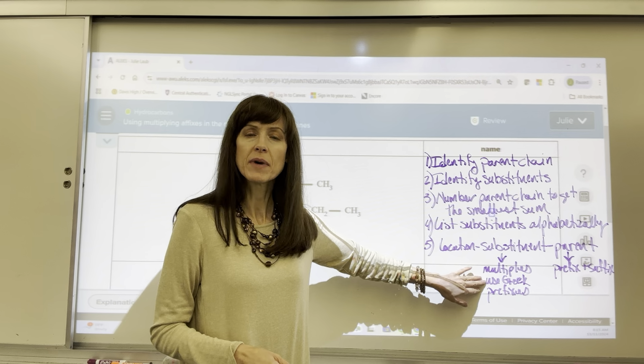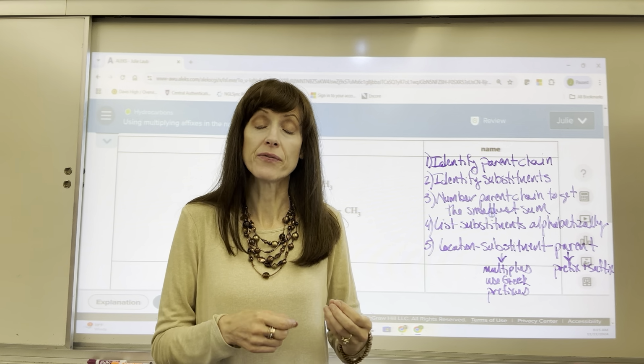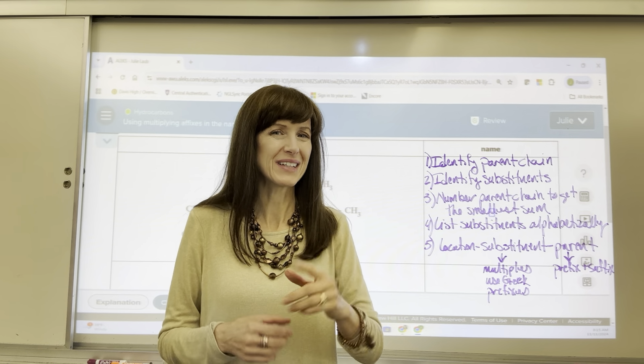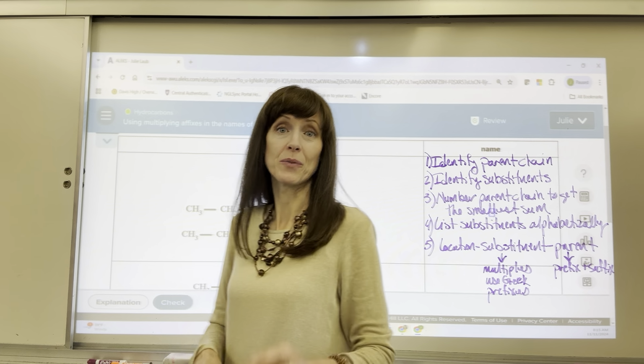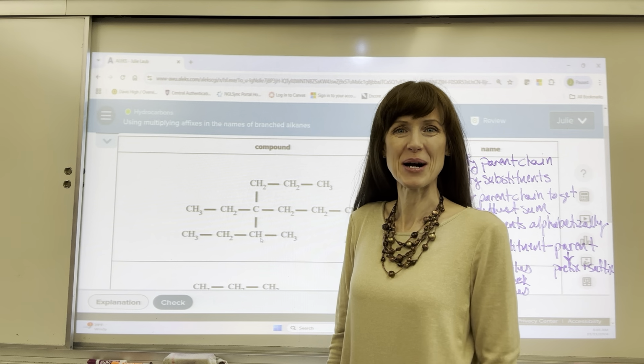And then just a reminder, if you have multiples of the same substituent, we have to add the Greek prefixes di, tri, tetra. And we'll look at an example of that. So let's jump in. We're going to do 3 examples today. Our first one, hey, that's a pretty good compound right there.